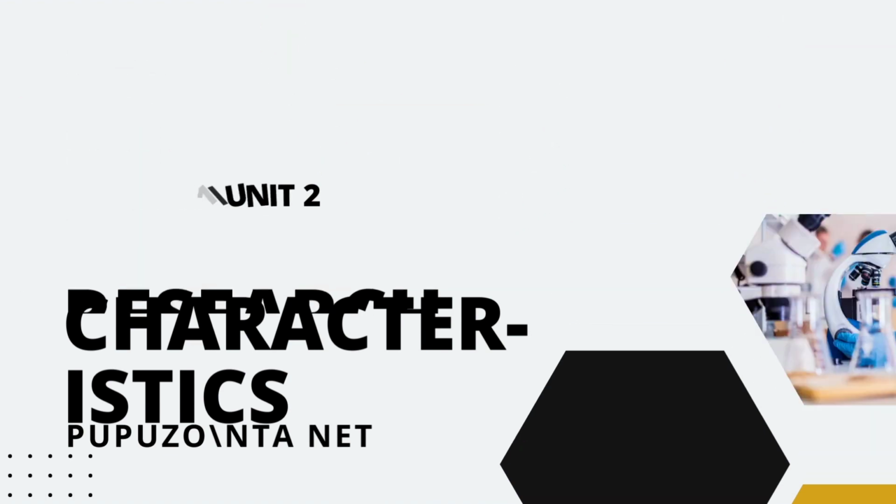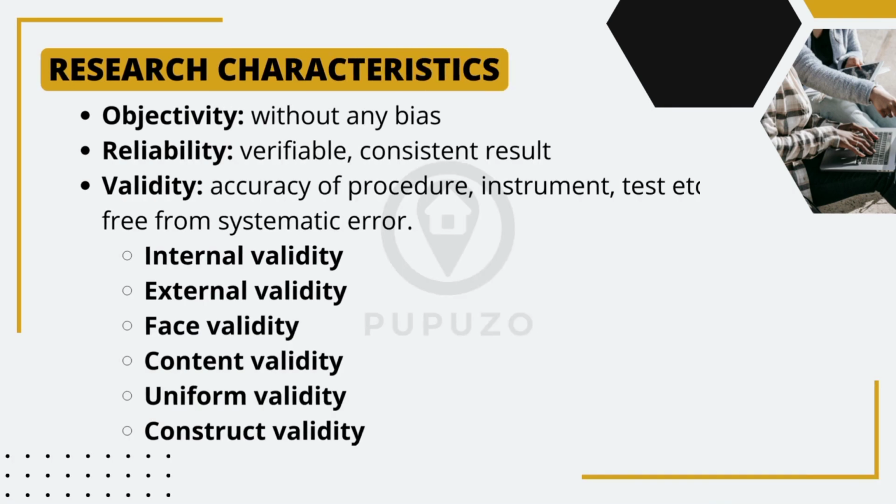To begin, let's discuss the key characteristics of good research. These characteristics include objectivity, reliability, validity, accuracy, credibility, generalizability, empirical nature, systematic approach, controlled factors, cyclical nature, logical reasoning, and replicability. Each characteristic plays a vital role in conducting high-quality research.